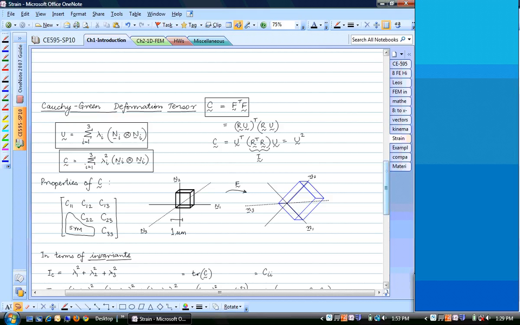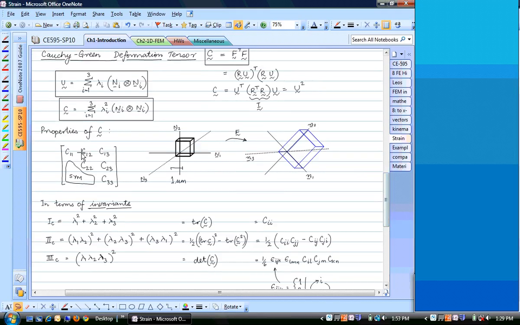So now, to see the significance of what all these components are, what we use is invariants, invariants of the tensor C. So does anybody know what an invariant is?